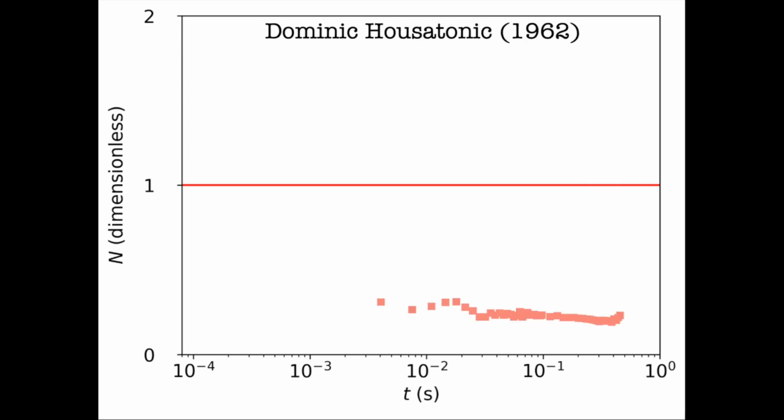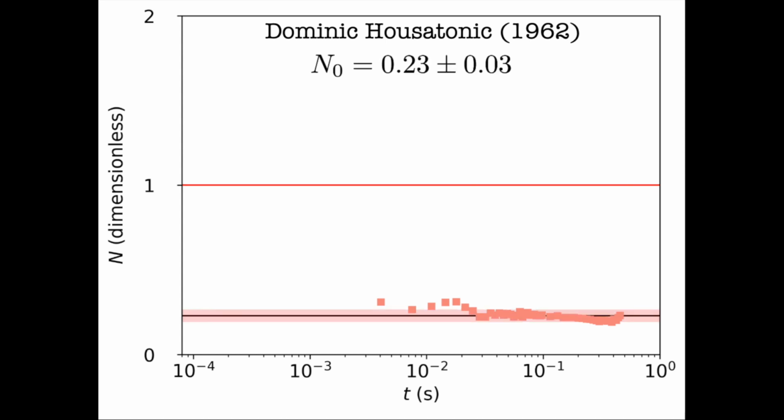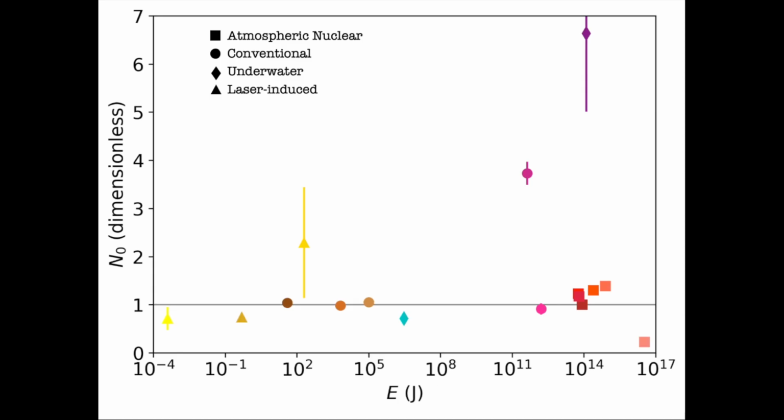Take Housatonic now. Using the same procedure, we can compute the Taylor-Sedov constant to be around 0.23. We can do this for all explosions we introduced in the last episode to get a plot of the value of the Taylor-Sedov constant for each explosion, here shown as a function of the energy E of the explosion. Most values are close to 1, and remember that the Taylor-Sedov constant is a special value of the Taylor-Sedov number.